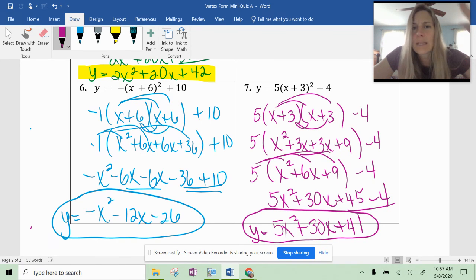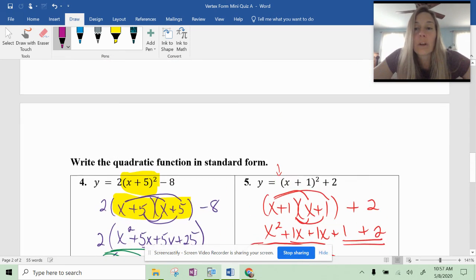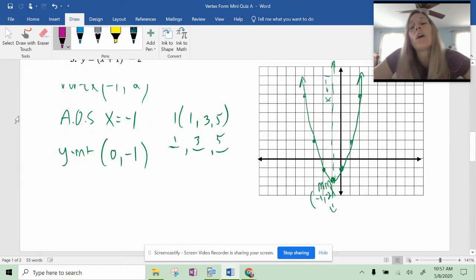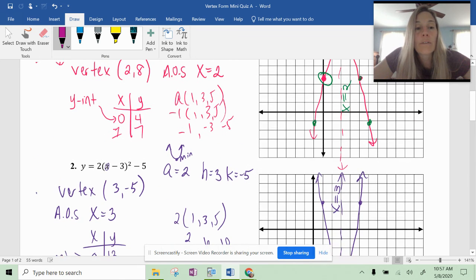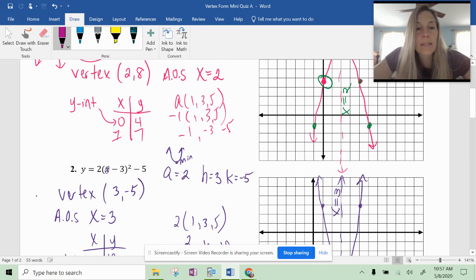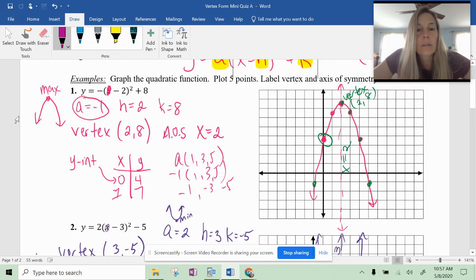We did do a few things like that back in chapter 8, but it's been a while, so just kind of refreshing that. But for the most part, our quiz tomorrow is going to focus on the graphing and the different components and parts of the graph. You should be able to tell if it's in standard form or vertex form if they ask about that and any of those questions.